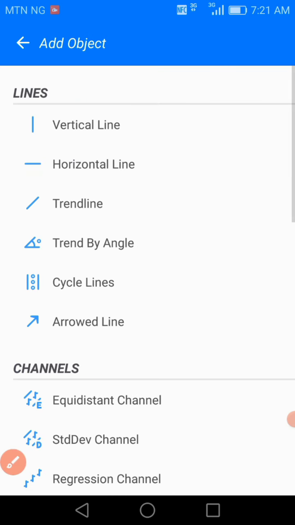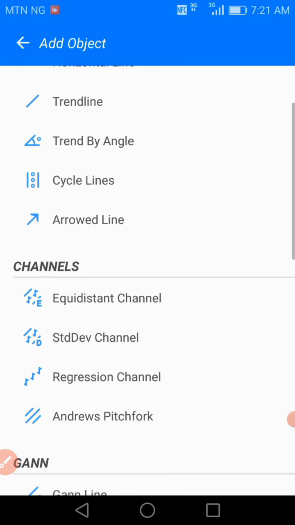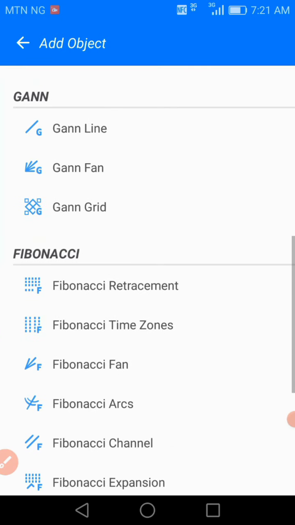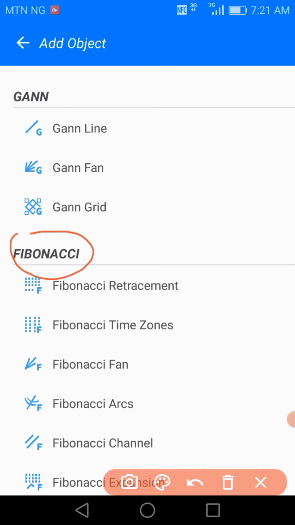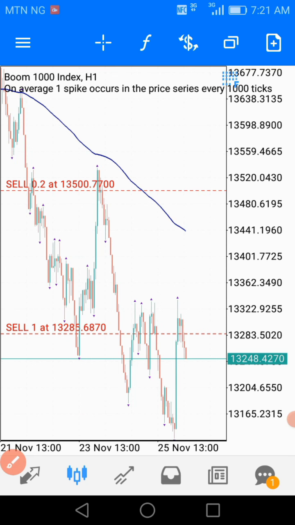You are going to see something like this. Then you scroll down. This is where you have your tools. Then you have Fibonacci. Look at Fibonacci here. Then you have retracement, you have time zone and the rest. So we are picking this. So you click on it and then it will come here.